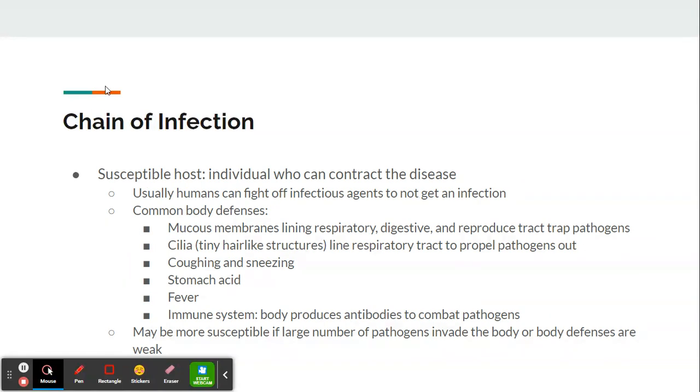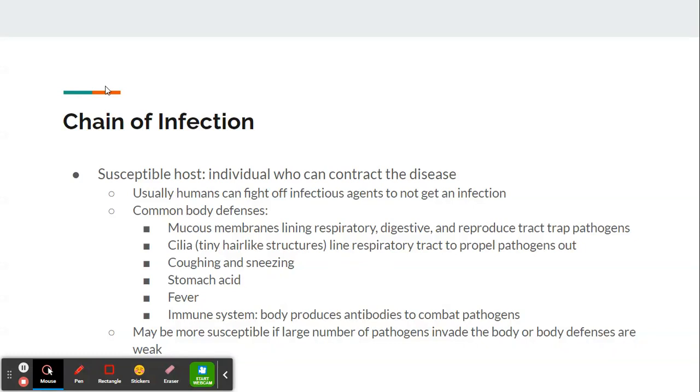Then we see what actually is a susceptible host. So someone who can contract the disease. Usually, like we talked about with those opportunistic infections, humans can fight off infectious agents. So if you're exposed to the cold, or for instance, I have a young child that's at daycare, she'll come home with germs all the time. My immune system is a little more developed, so I don't necessarily catch all of the same sicknesses that she has, or if I do, they might not be as severe in my adult immune system versus her still developing immune system.